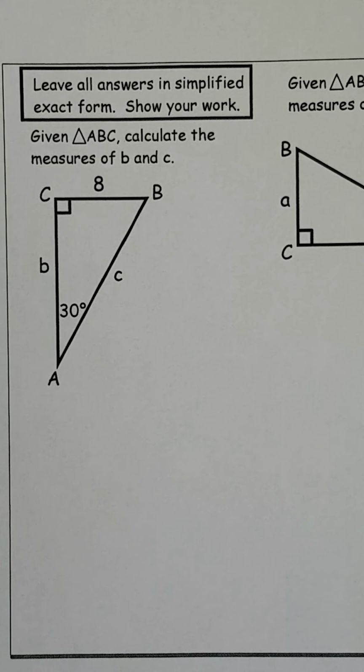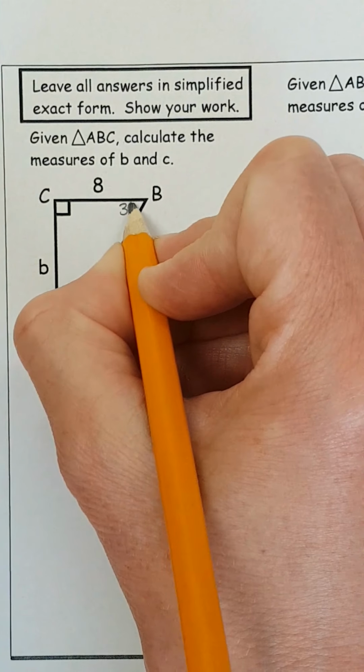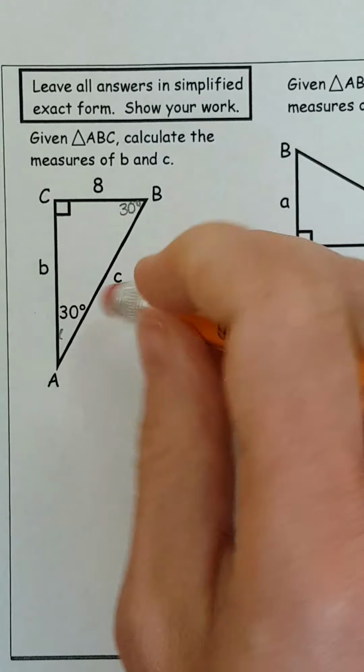So given triangle ABC, calculate the measures of B and C. And so what it says in your instructions, and I just found that this worked the best, is we set it up in proportion. So this is our 30, right? Shoot, sorry.